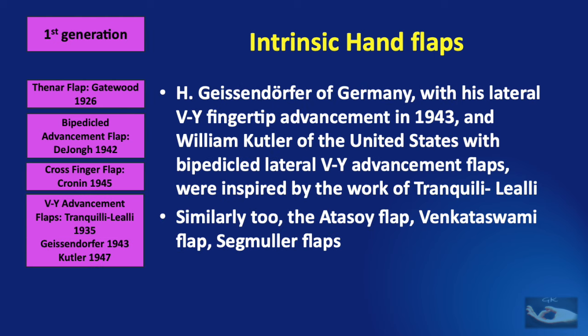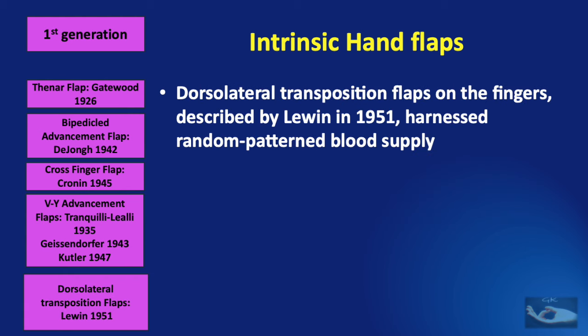Jesendorfer of Germany with his lateral VY fingertip advancement in 1943, and William Cutler of the United States with the bipedicled lateral VY advancement flaps were inspired by the work of Tranquilli. Similarly, the Atasoi flap, Venkataswamy flap and the Segmuller flaps followed. Dorsolateral transposition flaps on the fingers described by Levin in 1951 harnessed random patterned blood supply.